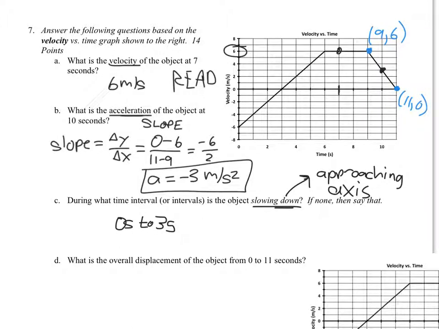All right, and then the other time when we're slowing down is going to be this period of time here. We see our velocity goes from 6 down to 0, and so that is going to be from 9 seconds to 11 seconds.